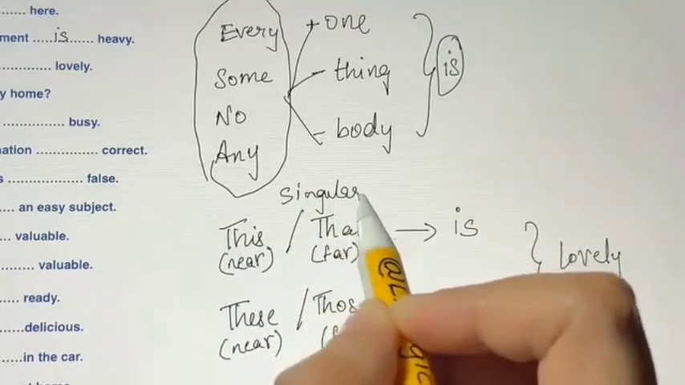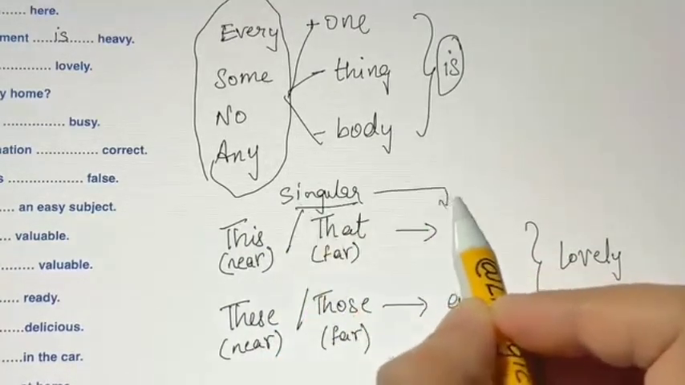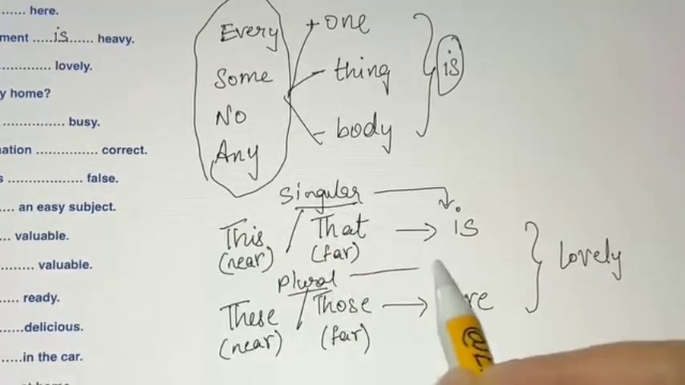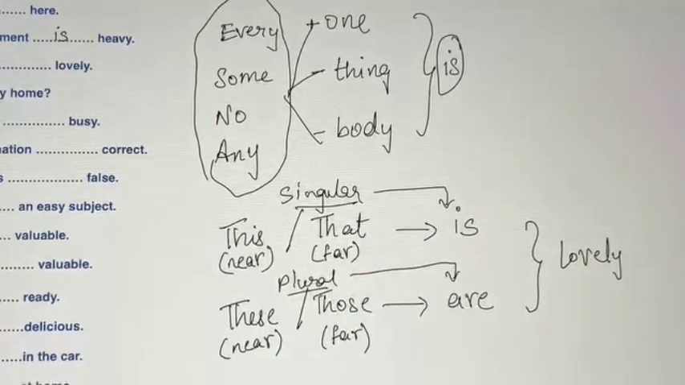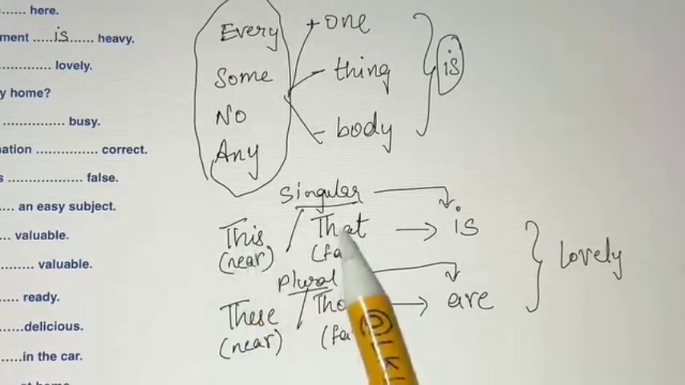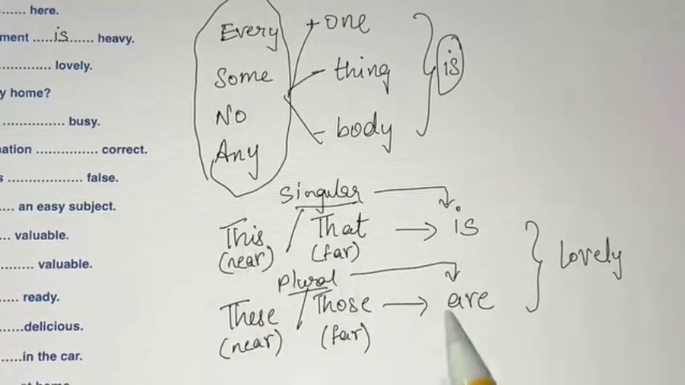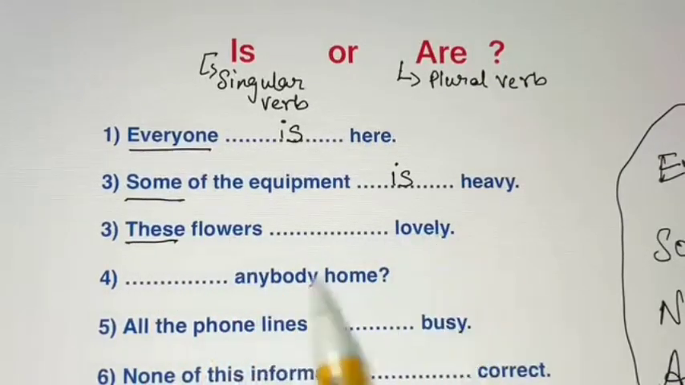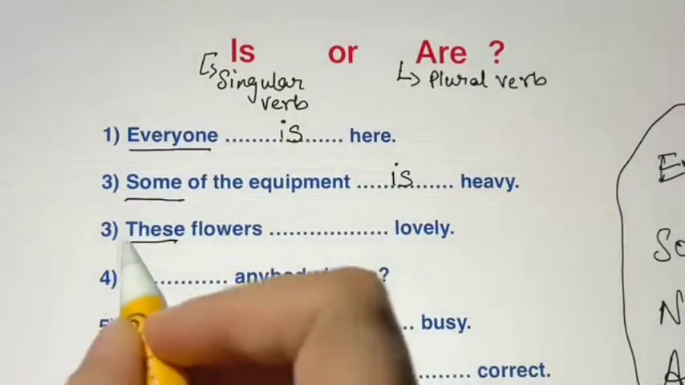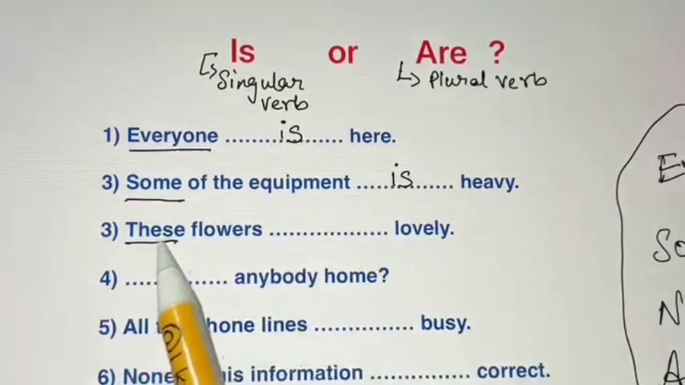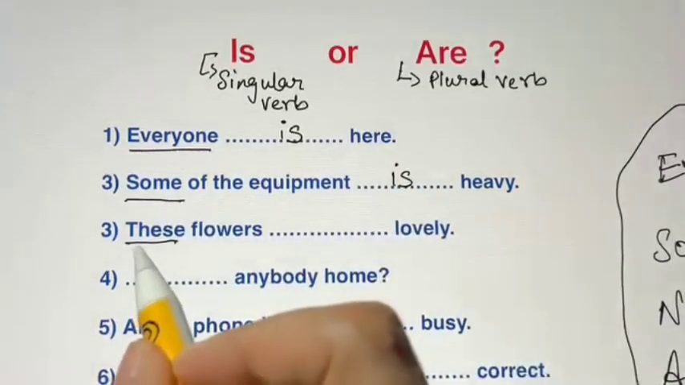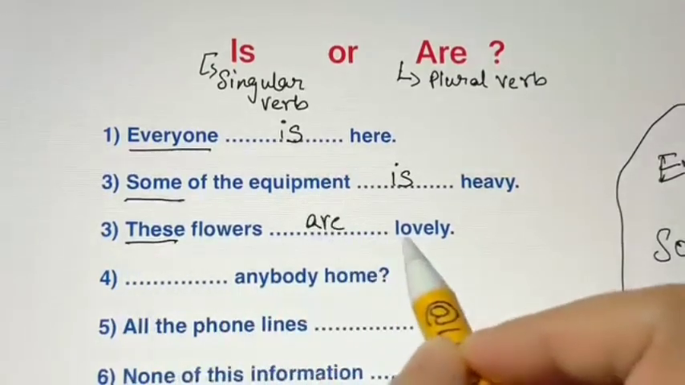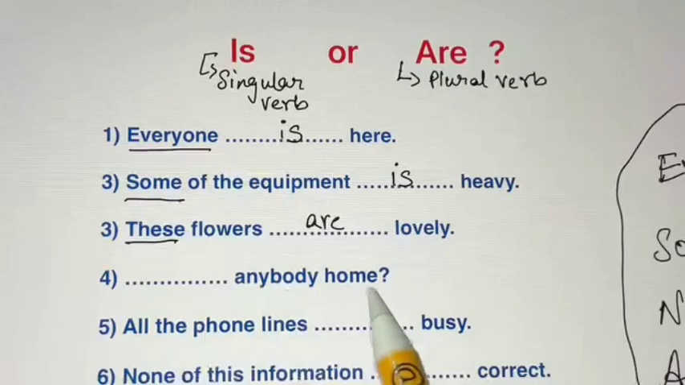So this and that is a singular subject which we use with the singular verb that is, and these and those are the plural subject which use the plural verb that is are. This means something near to you, that means something far. These means something near, those mean something far. So now these flowers blank lovely. These is a plural subject. So what are we going to use? These flowers are lovely. Exactly. These flowers are lovely.